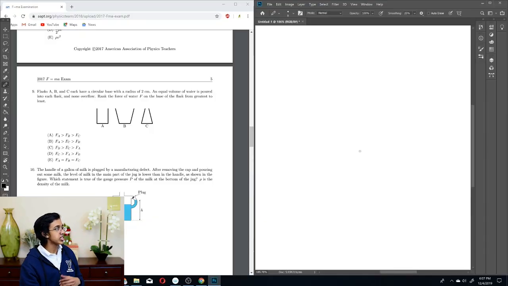Alrighty, number 9. You guys ready for this? Flasks A, B, and C each have a circular base with radius of 2 centimeters. An equal volume of water is poured into each flask and none overflow. Rank the force of water on the base of the flask from greatest to least.